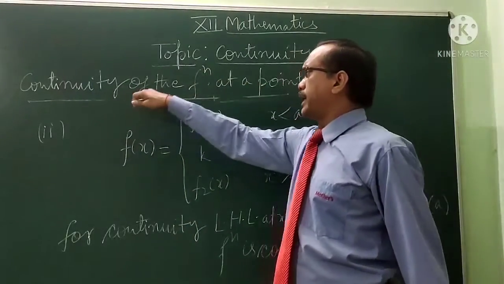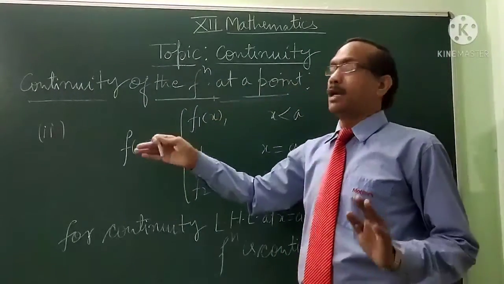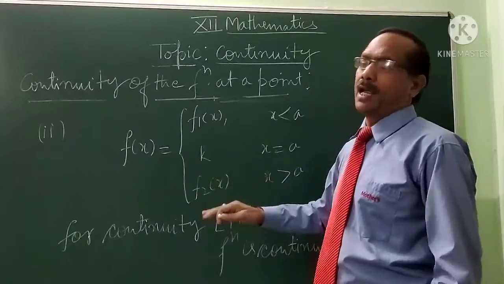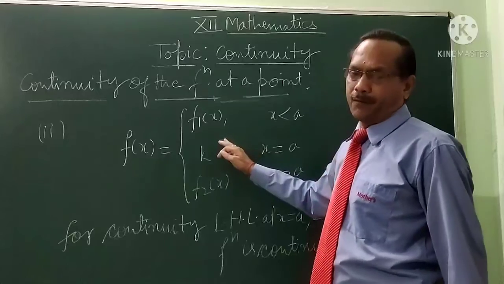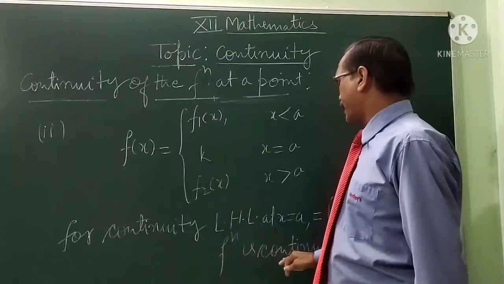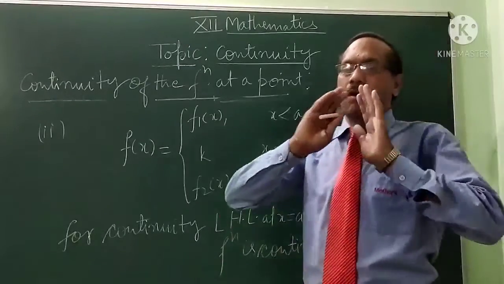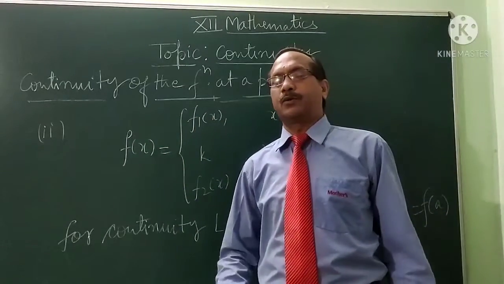So there is a condition: continuity at a point when the left hand function and right hand function are different and the value of the function is also different. So we will find all the limits, left hand limit, right hand limit and value of the function. If they all are equal, then the function is said to be continuous.